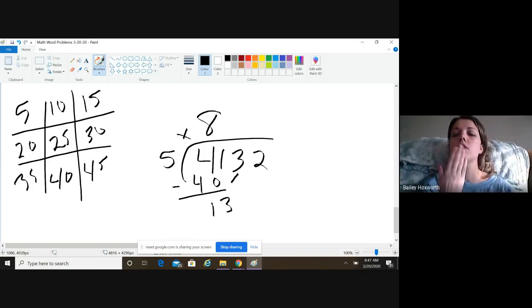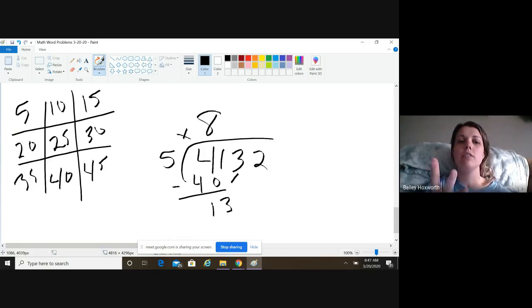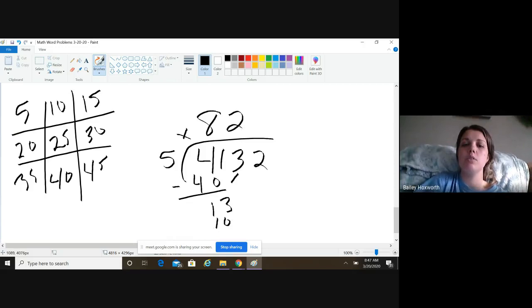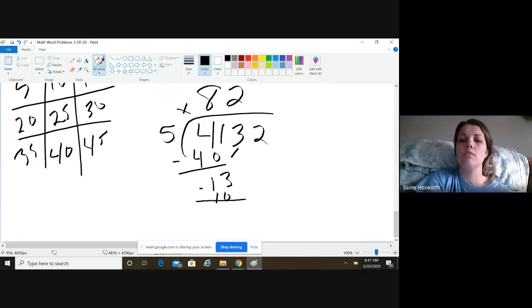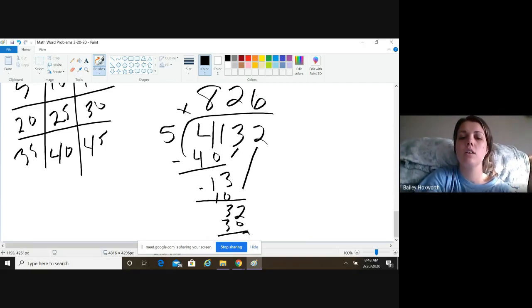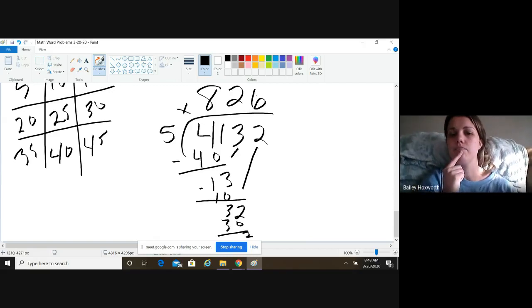All right, 13. 13 divided by 5. Got to start all over again. 5, 10, 15. Whoa, 15 is too big. So how many times is that? 2 times. 2 times 5 is 10. When I subtract it, I'm left with what? 3. And then I bring down my 2. 32 divided by 5. I got 1, 2, 3, 4, 5, 6 times. 6 times 5 is 30. And I got 2 left over.